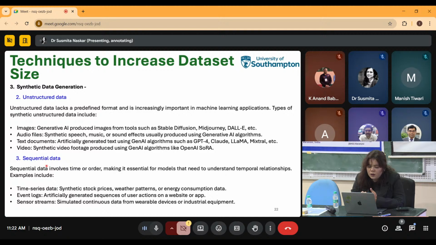And so this is basically the unstructured data, which cannot be labeled as columns or rows, that means not a tabular format. And then there is another important one, besides structured or unstructured data, and that's called sequential data. So what is sequential data? Here the order and timing matter, okay? That means time series, event logs, sensor streams. Those are the kinds of examples when we use sequential synthetic data.